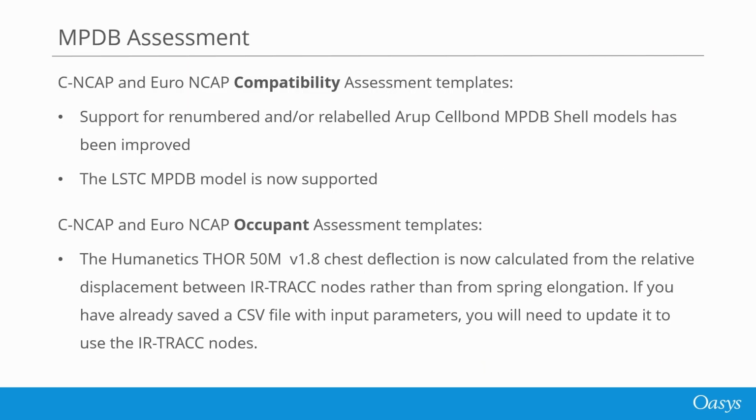There have been some improvements and modifications for the MPDB assessments. So for the compatibility assessment templates, support for renumbered ARP Selbon models has been improved, and the LSTC MPDB model is also now supported. And then for the occupant assessments, the Humanetics Store 50th percentile male version 1.8, the deflections are calculated from the relative displacement rather than using the elongation. So this will require you to update the CSV file if that's what you were using before.